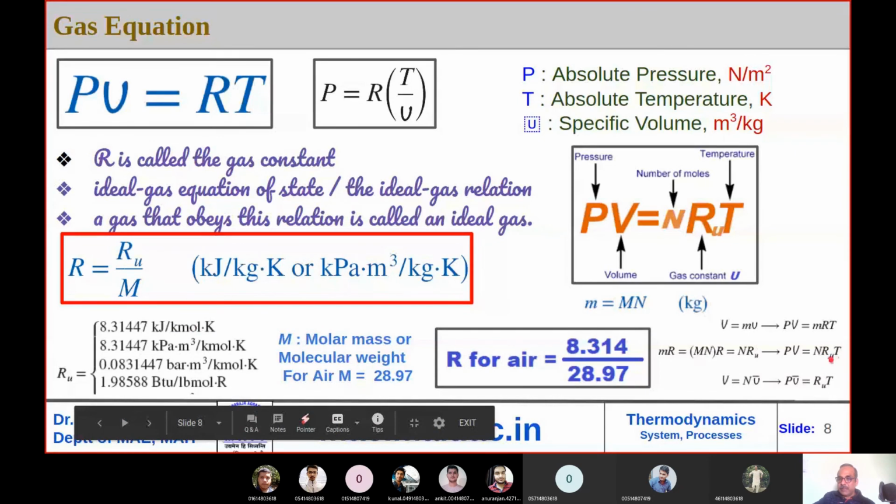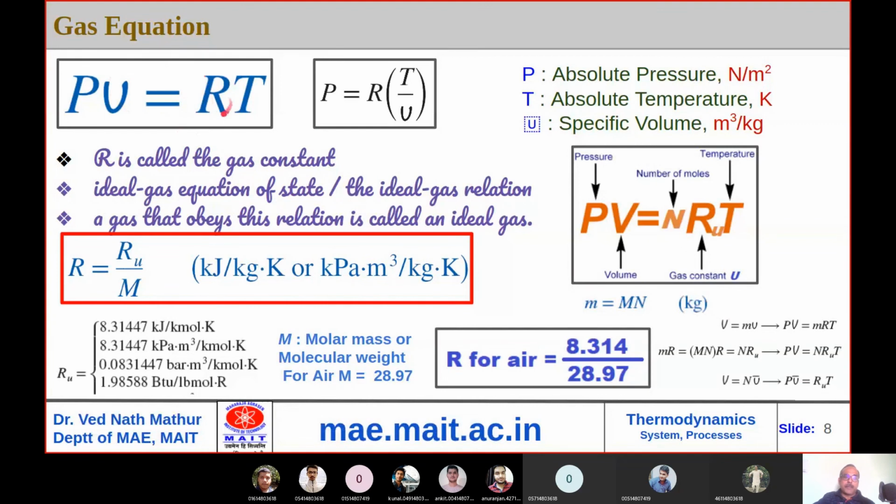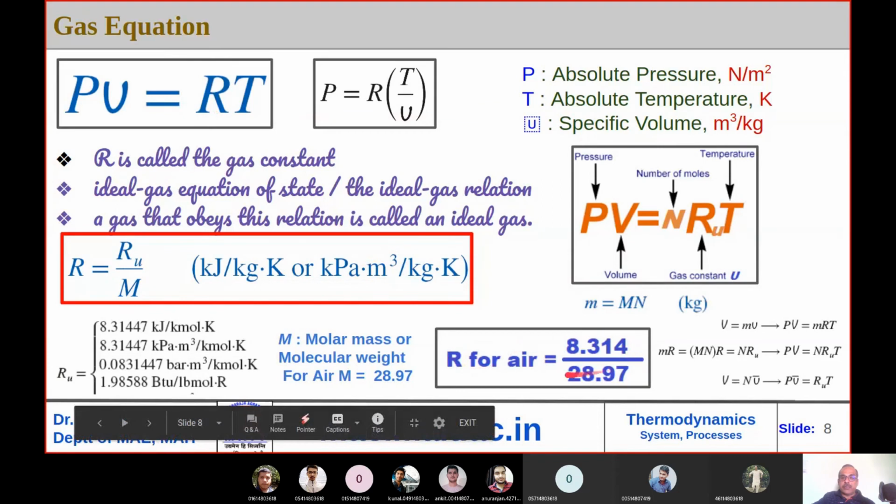And again, if you write V divided by n as a specific volume, then this equation is again written as PV is equal to RT. So it looks similar to this initial equation, but here V is meter cube per kg and R is different for different gases, calculated using their molecular weight. In this equation, PV is equal to R̄T.